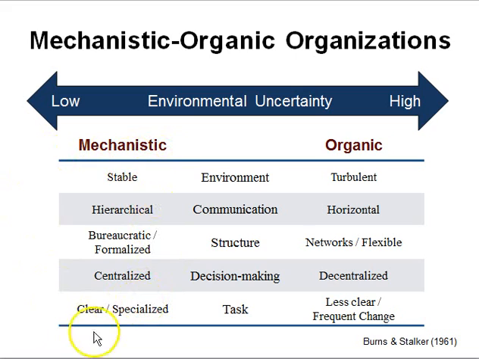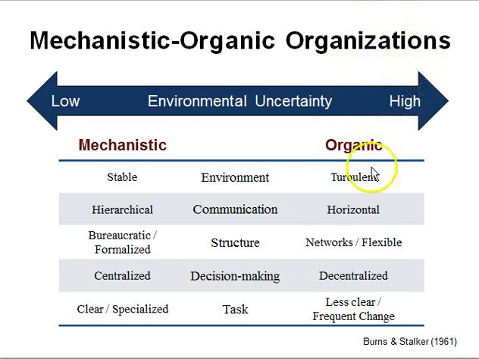In this organization, the environment should be stable, communication hierarchical, obviously, and the structure very bureaucratic and formalized, and decision making also centralized, and tasks seem to be very clear and specialized. But on the other hand, under an unstable, more complex and uncertain environment, the organization tends to have more flexible, organic, decentralized, differentiated subunits to respond to the changing environment.